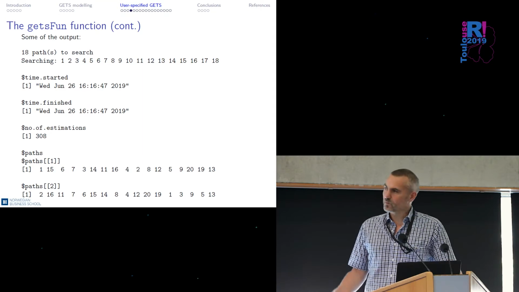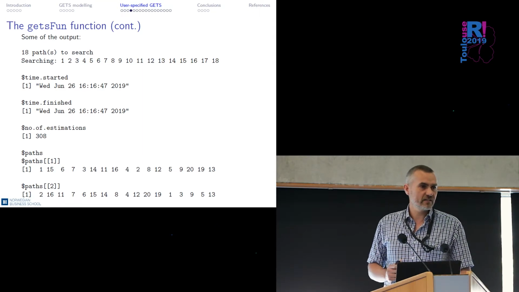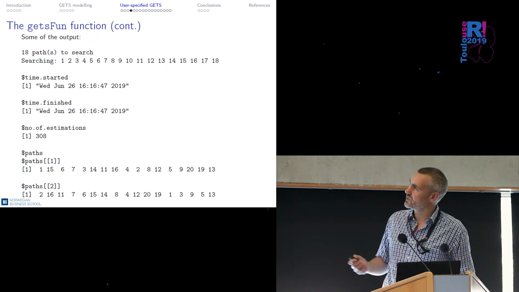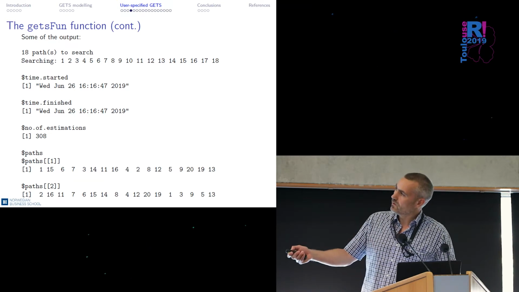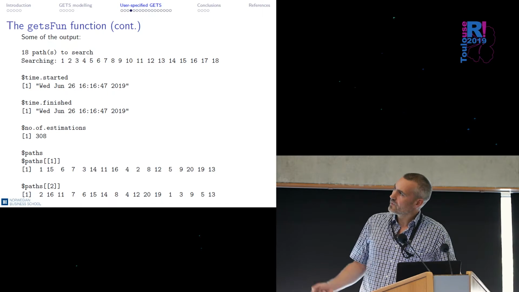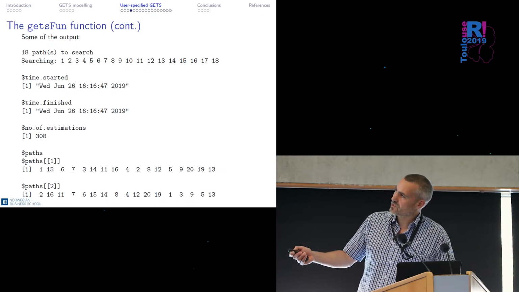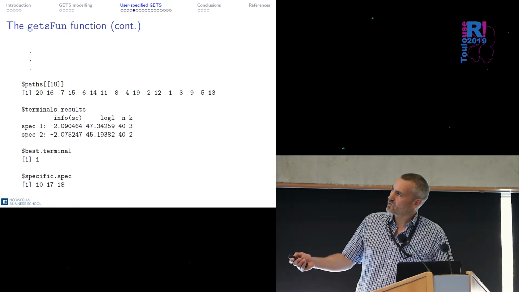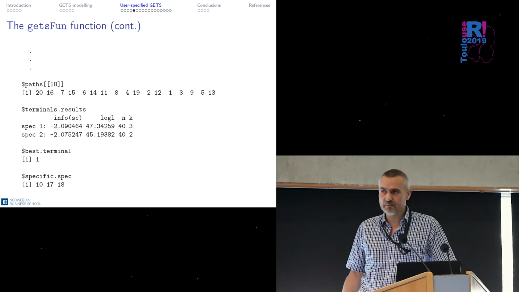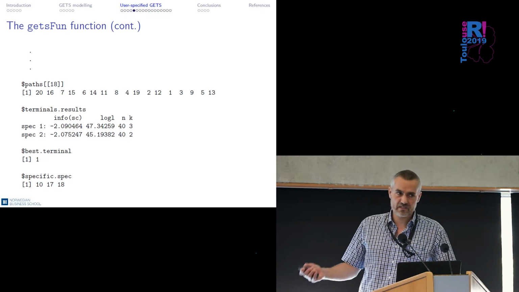This is the output. We start by searching across 18 paths, because that's the number of insignificant regressors in the starting model. First we delete regressor number 1 in path 1, then regressor number 15, and so on. This takes about 1 second, and 308 estimations are done during that second. This is path 18, and these are the two distinct terminal models. Selecting between them, it states that the best terminal model is number 1, which contains 3 regressors.